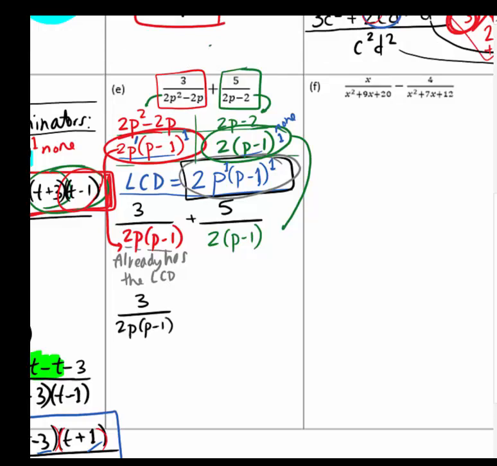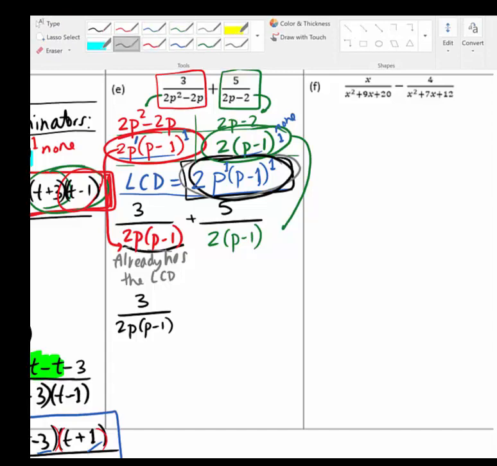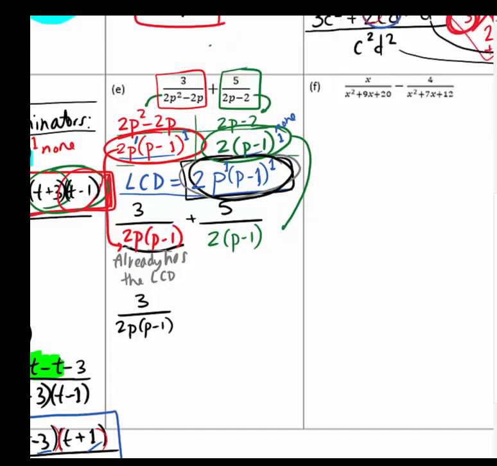Hopefully that makes sense, because you notice its denominator is exactly what I want it to be. So there's no need to multiply it by anything. I don't need to do anything to it. The second one, though, I might have to do something to. If I look at the denominator in the second one, it's 2 times p minus 1. It's missing this p here from the LCD, so that's really all I need to do: multiply top and bottom by p.